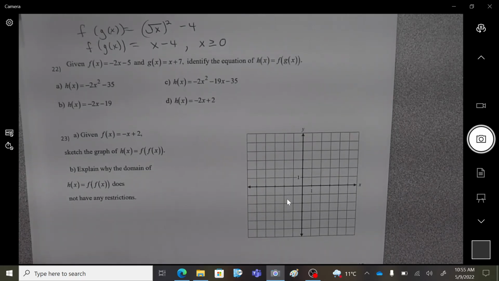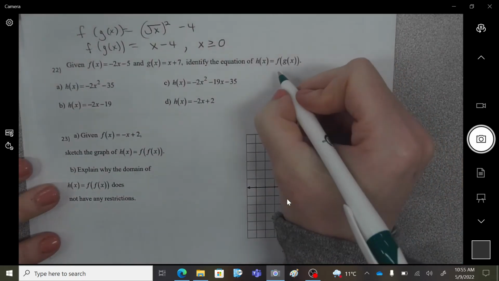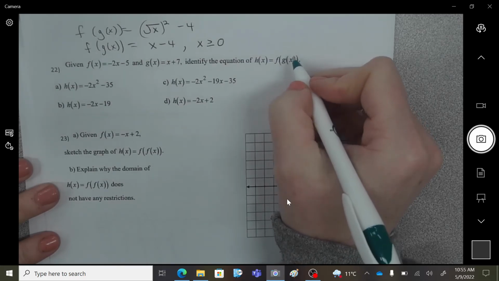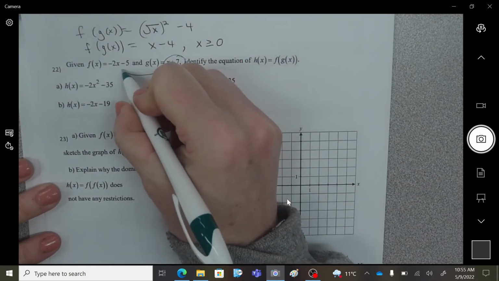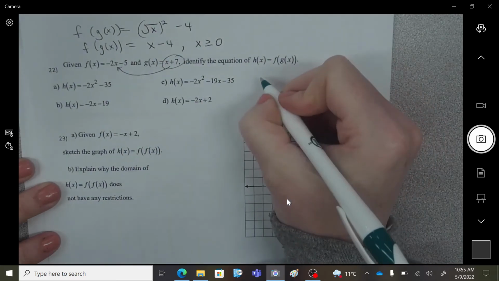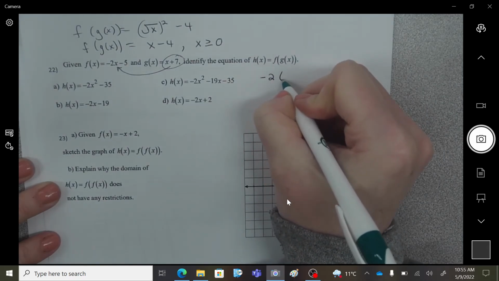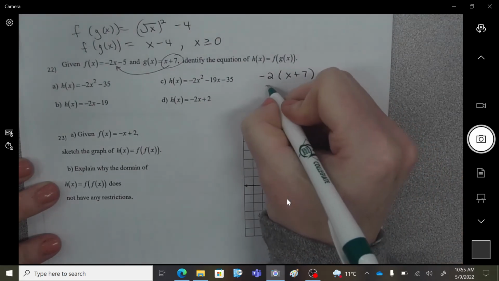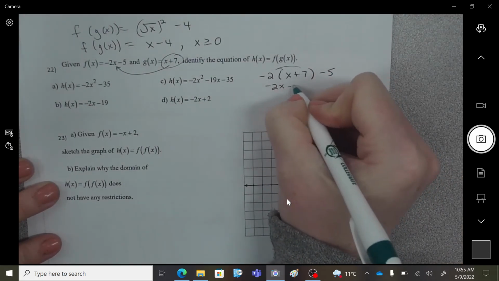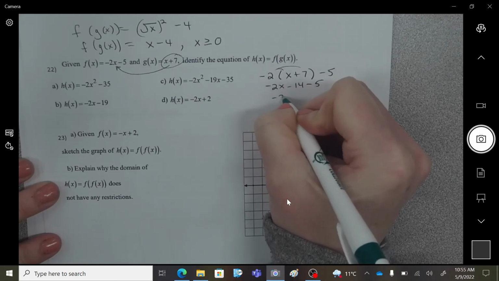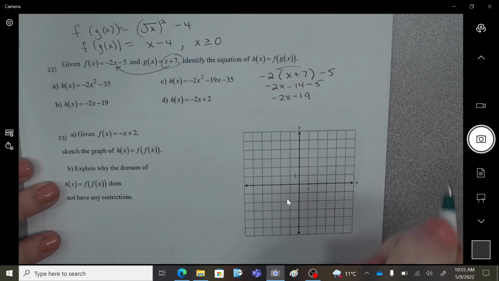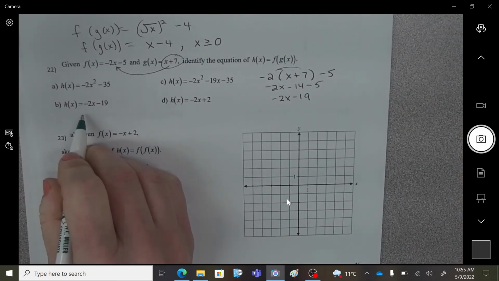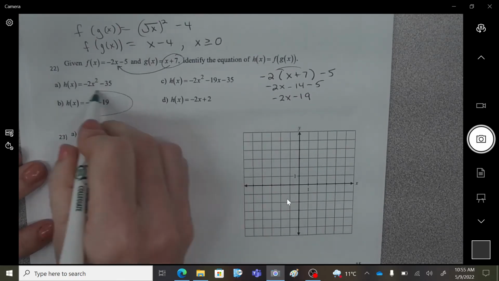Given the two functions, identify f of g of x. So I'm going to put the g into that place. So -2, replace with the input. So -2x minus 14. Okay, so that would match B.